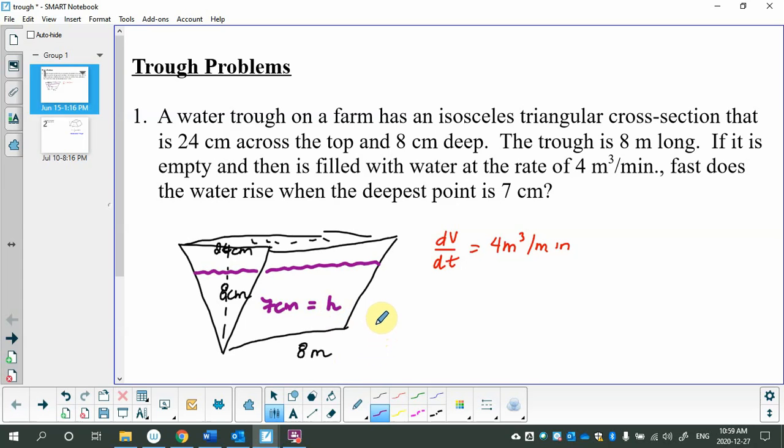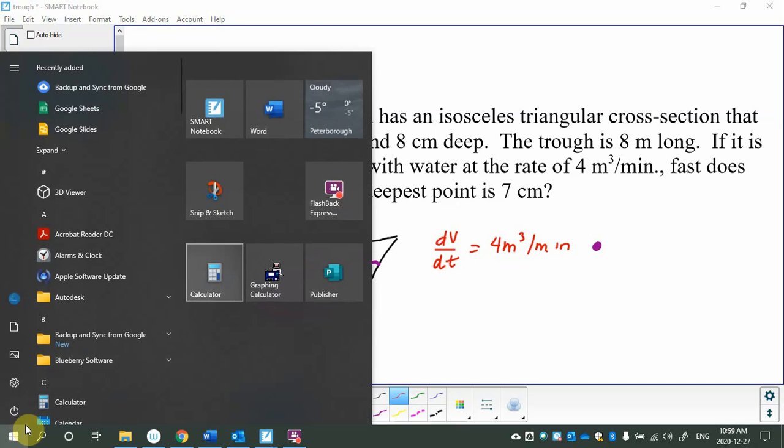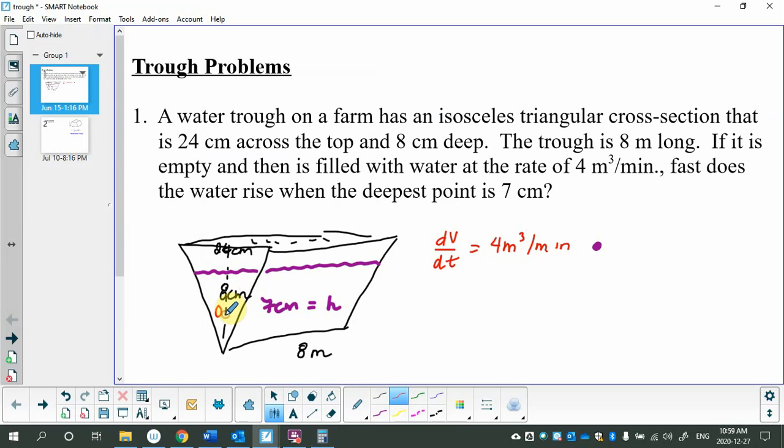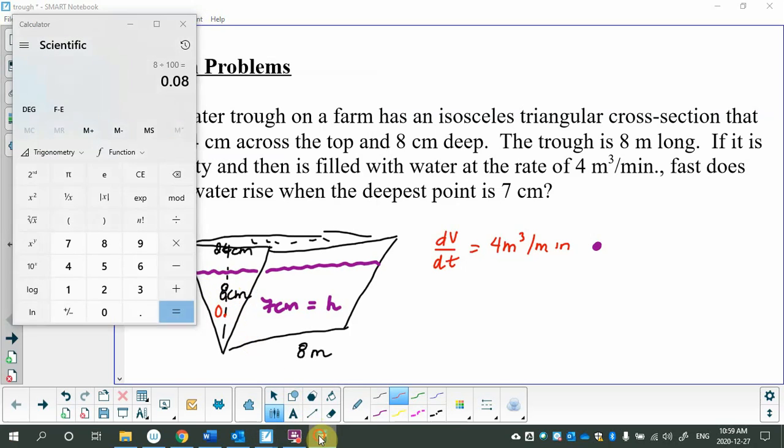All right, so there's a huge problem, and that is we've got different units, and this is the overriding unit. You do not want to mess with anything that's got a per. So that means everything in here should be meters as opposed to centimeters. So I have to take 8 centimeters and divide it by 100 and get 0.08.